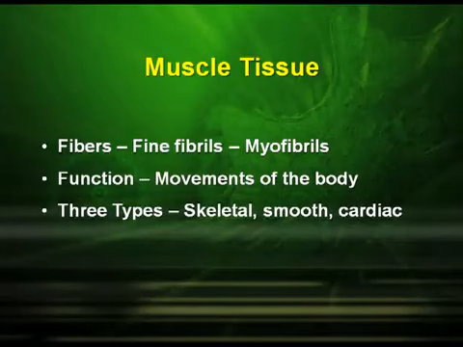The muscular tissues are found in the muscles, and these tissues are long cylindrical fibers arranged parallelly. Here the fibers are made up of fine fibrils which are called myofibrils. They are responsible for the movement in our body, and these muscular tissues are of three types. They are the skeletal, the smooth and the cardiac.